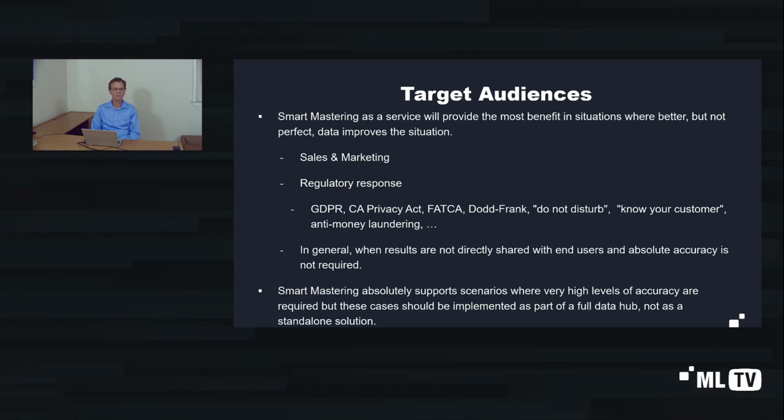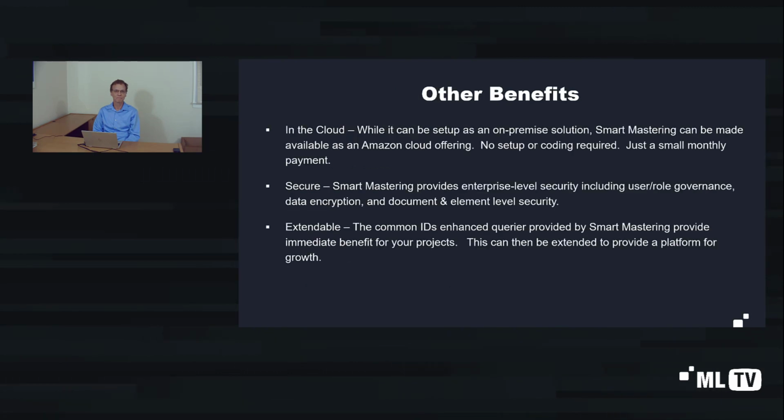Smart mastering can absolutely be used in scenarios where you want really high absolute accuracy, but you should not do it as a standalone service. In that case, you should build a full-fledged data hub. You should have your data stewards involved. You should be constantly verifying the links. So what we're talking about here is something that you just offer to your users where they get high degrees of accuracy, but it's not guaranteed to be perfect. So basically, it boils down to situations where you don't have to share the results of the links with the end user. So smart mastering as a service can offer a number of benefits.